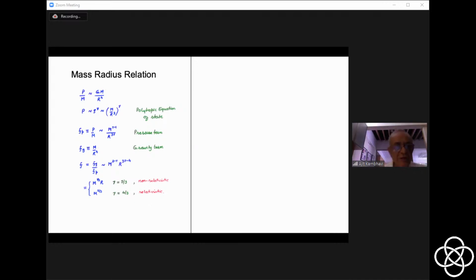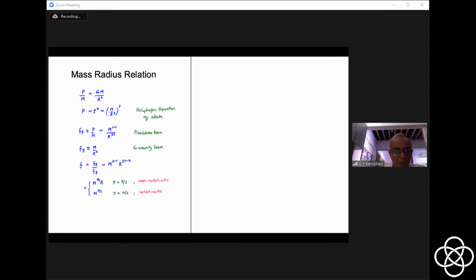Now, what is F? Let us go back here. F_p is simply the left-hand side of this equation, and F_g is the right-hand side of this equation, apart from the constant. So what is the condition for hydrostatic equilibrium? That P/M, which is F_p, is equal to GM/r⁴, which is F_g. Which means that for equilibrium, you have F equal to 1.